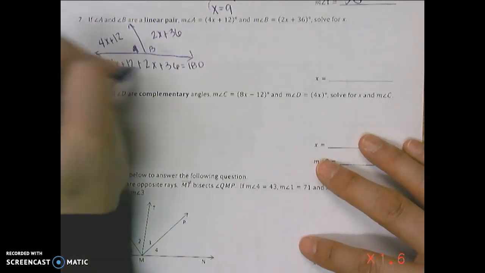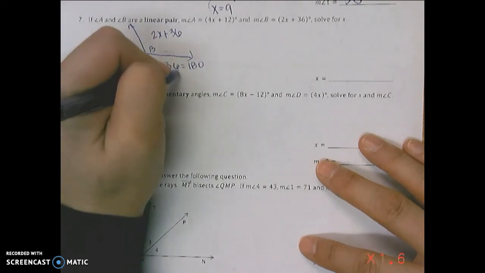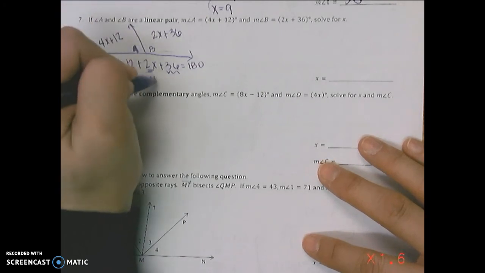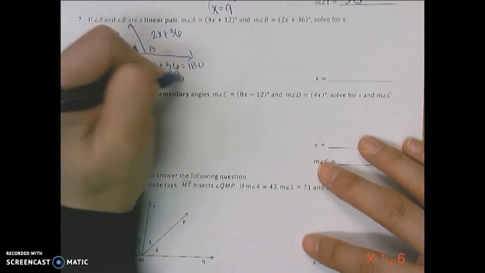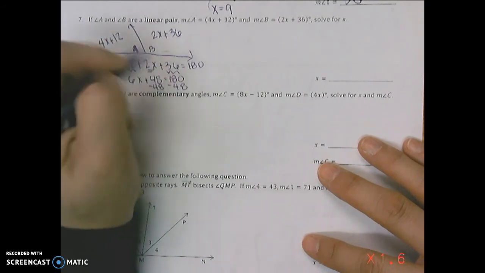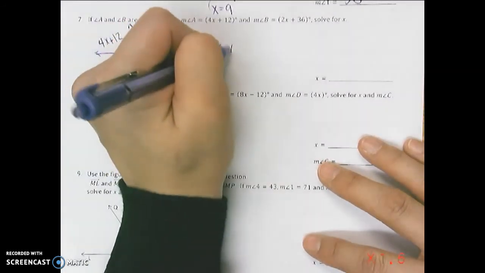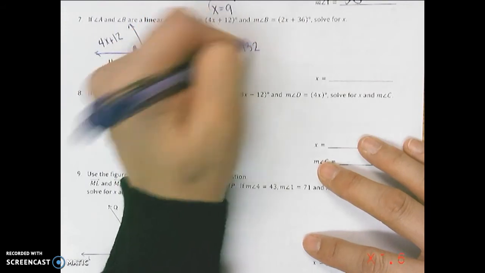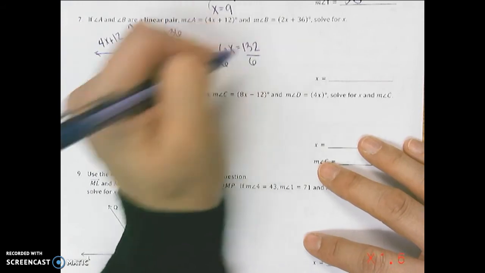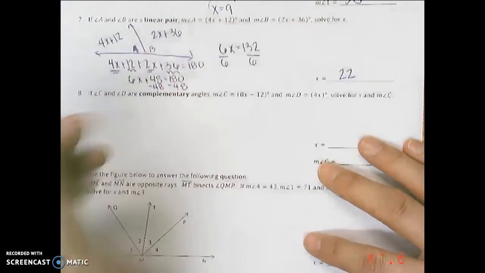Remember, combining like terms is huge. 6x, and then my two constants, plus 48 equals 180. Move over the 48, subtract from both sides. 6x equals 132, and divide by 6, x equals 22.